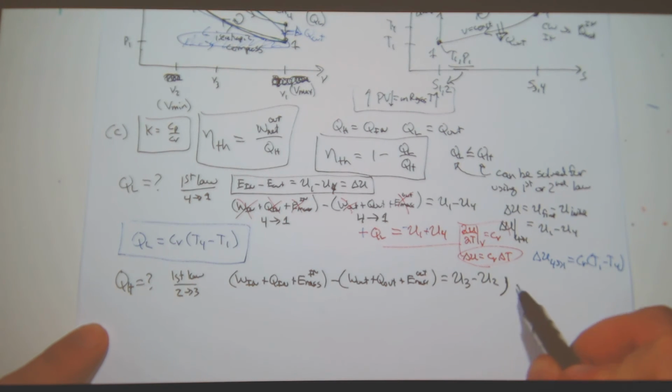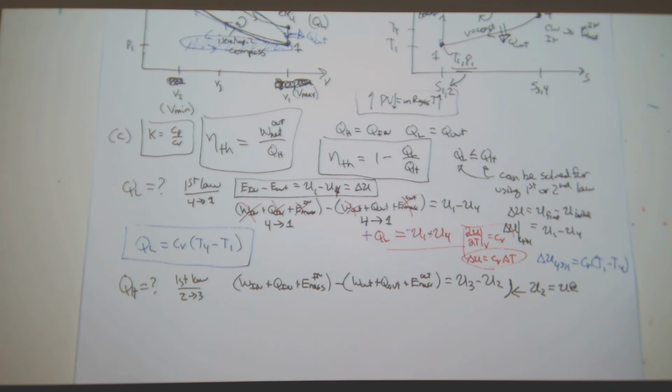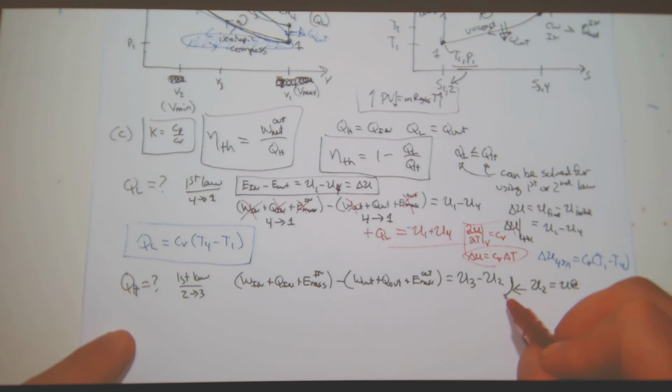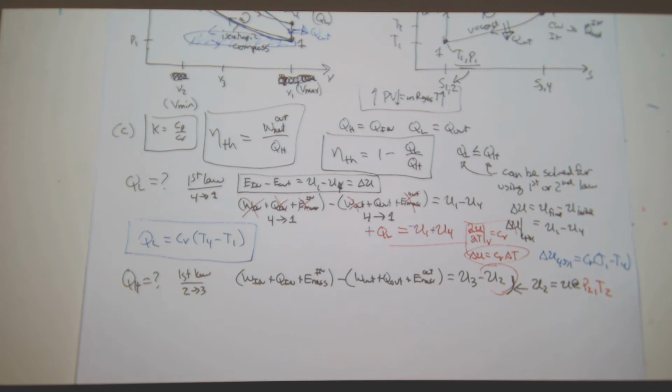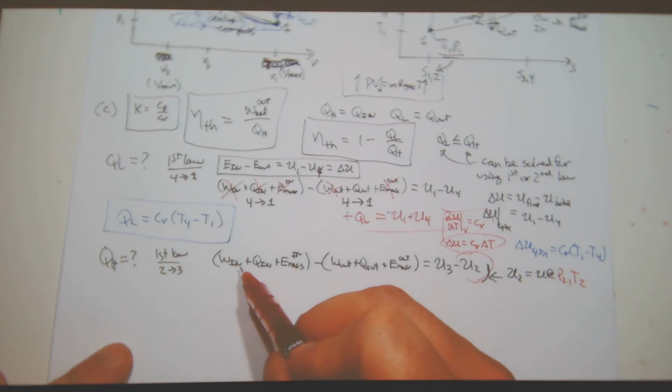Just as a little bit of side note, U2 equals U at what? P2, T2. Remember, it's internal energy in my system, so all I need to know is the temperature and pressure. U3 is the internal energy, in this case, my ideal gas at temperature T3, P3. Internal energy at the two states. Okay, so now let's go back here.